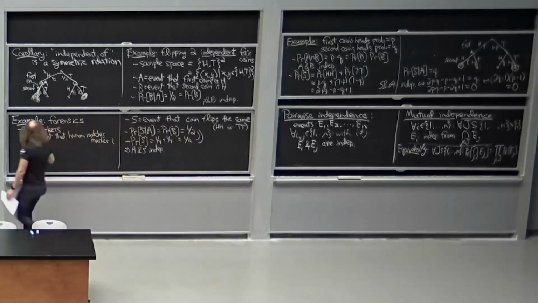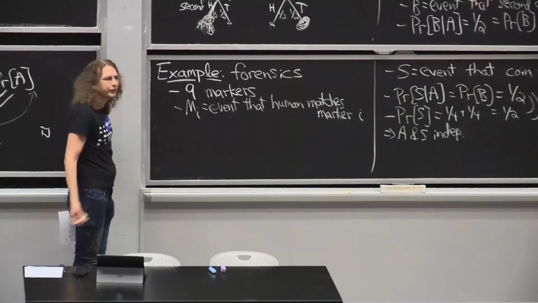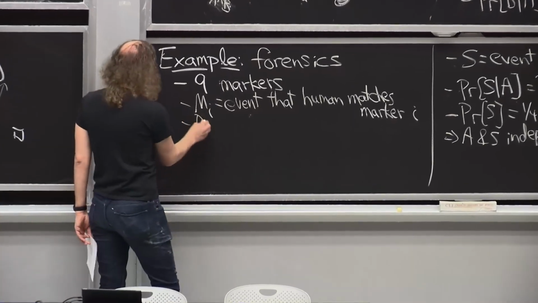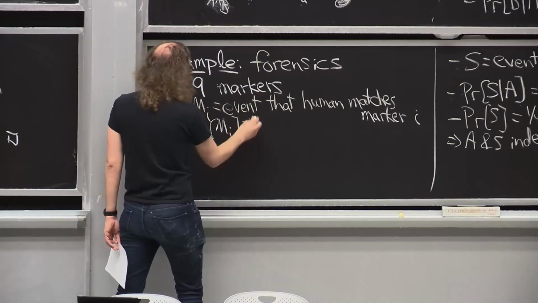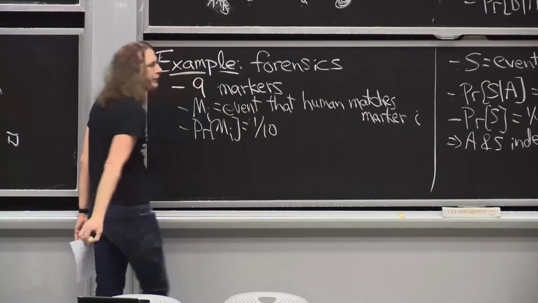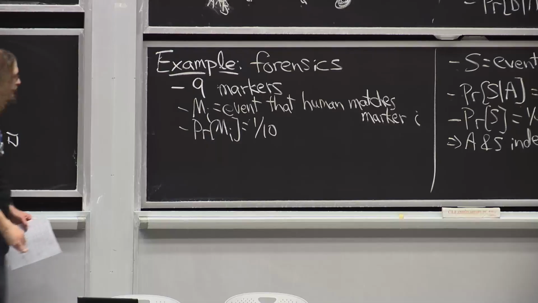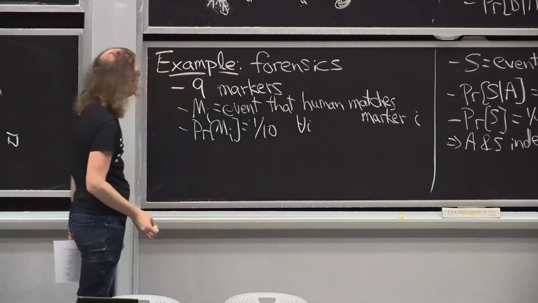So, back to forensics. Suppose we have a bunch of these events, and for each one we know their probability because we have taken lots of surveys or whatever. Let's say the probability of each Mi is equal to 10%. 10% chance that you match this particular marker for each marker, just for simplicity. So let's say it's the same for all of them. In reality, it would be different.